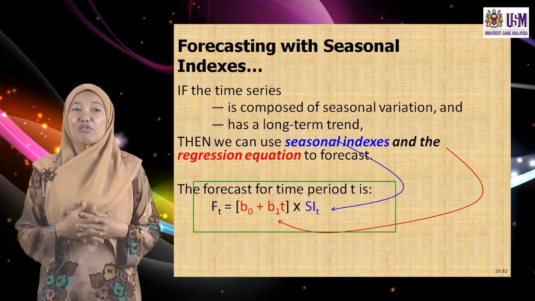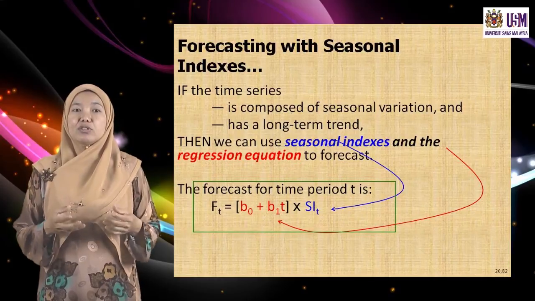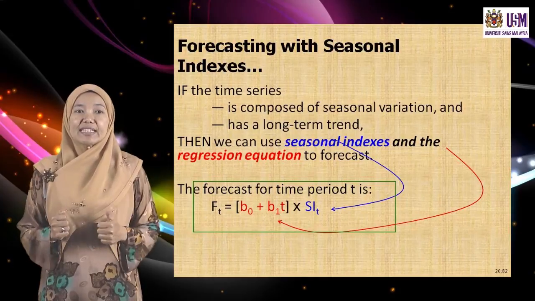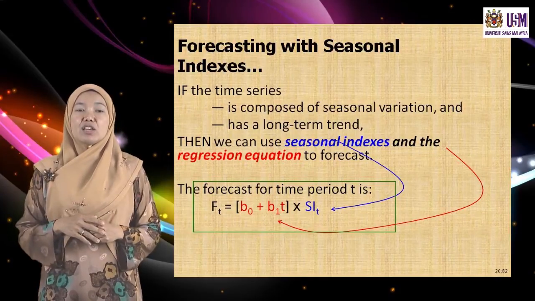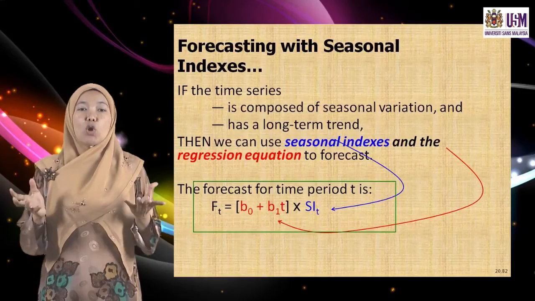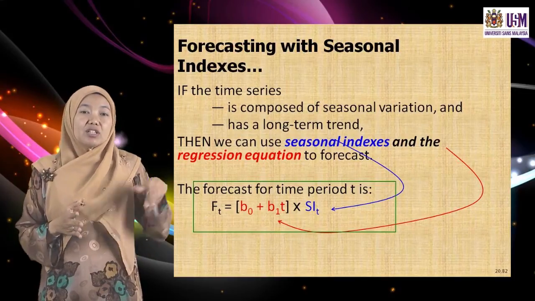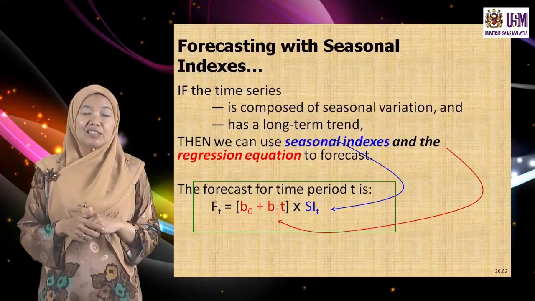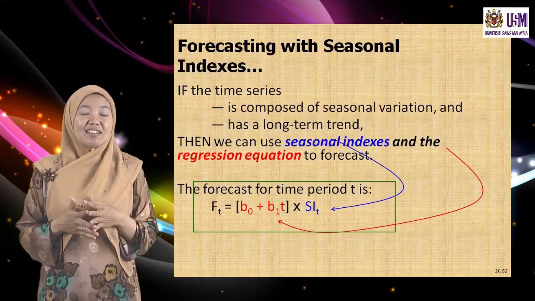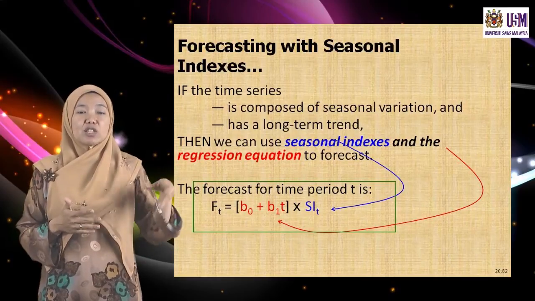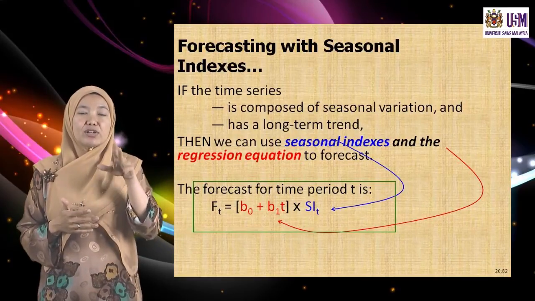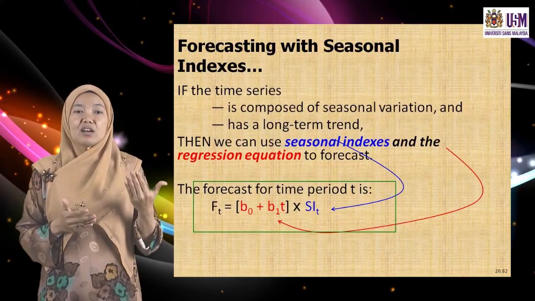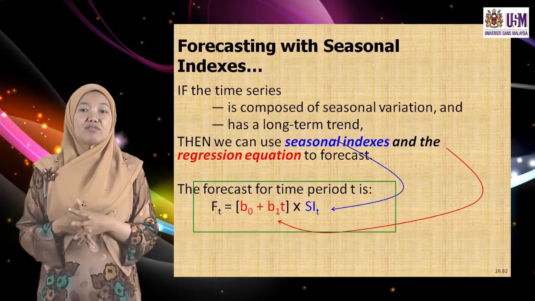In the second method for forecasting, you can use the method of seasonal indexes. When do you use this method? If the time series that you have is composed of seasonal variation. You see there is up and down within the year according to quarter, for example. Or if you are talking about weekly data within a week, for example, you see a spike on Monday and then it reduces and then a further spike on Friday. So in this case, there is the existence of seasonal variation.